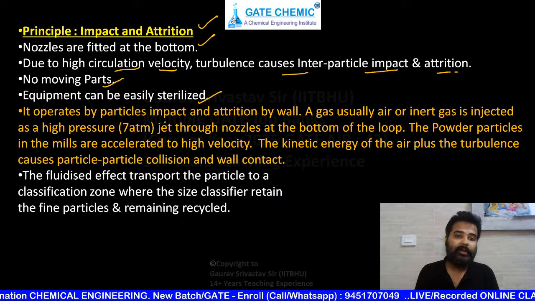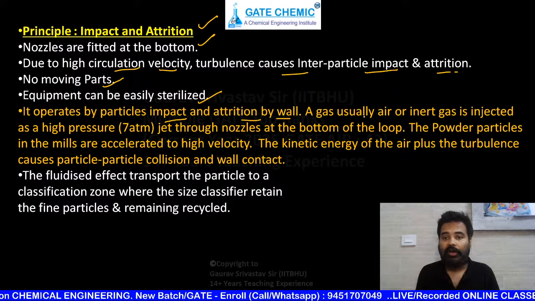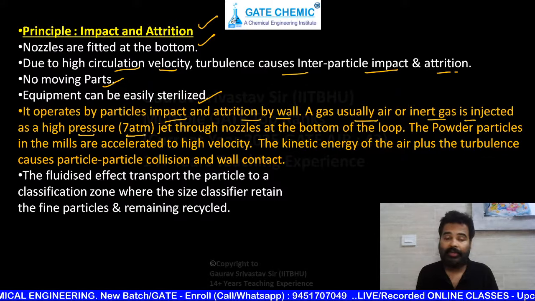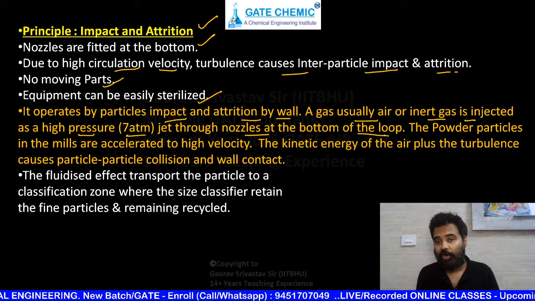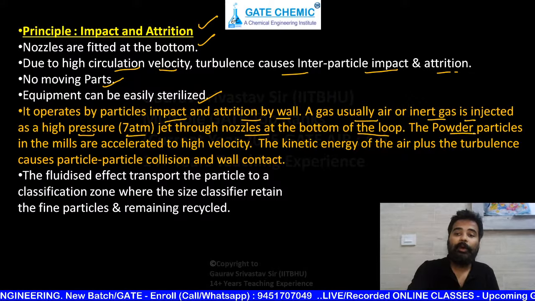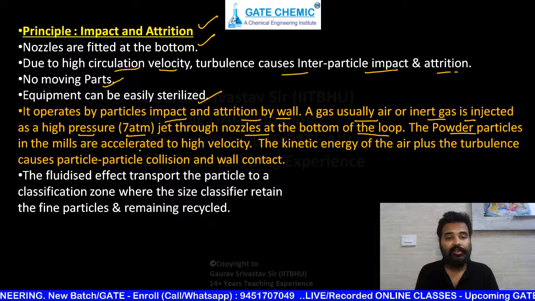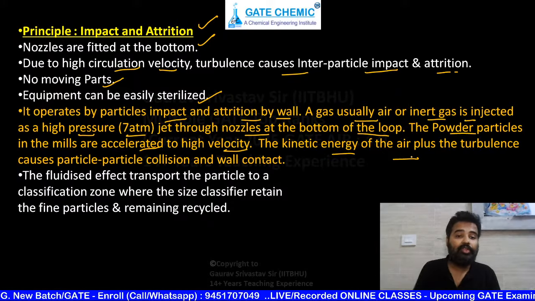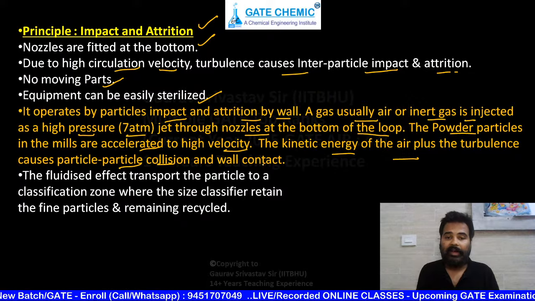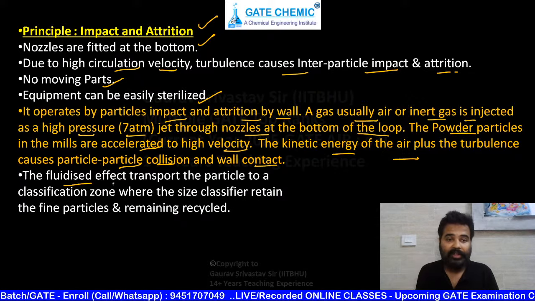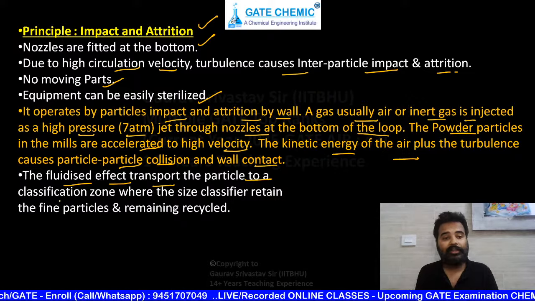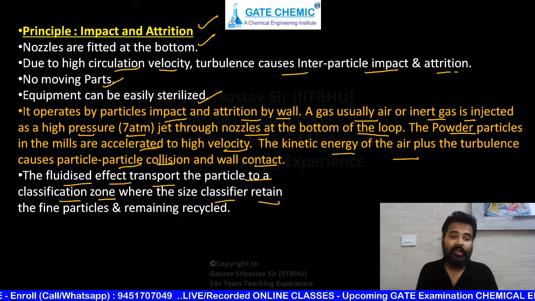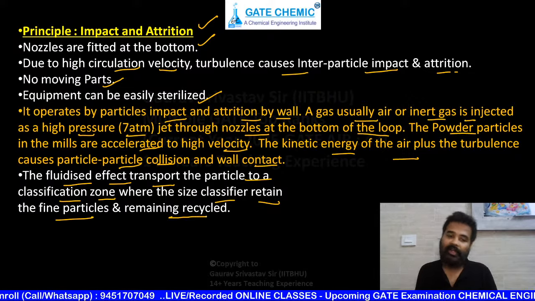It operates by particle impact and attrition by wall. A gas, usually air or inert gas, is injected at high pressure, usually 7 atm, jet through nozzles at the bottom of the loop. Now, the powder particles in the mill are accelerated to high velocity. The kinetic energy of the air plus the turbulence causes particle-particle collision and wall contact. Now, the fluidized effect transports the particles to a classification zone where the size classifier, like a cyclone, retains the fine particles and the remaining are recycled.